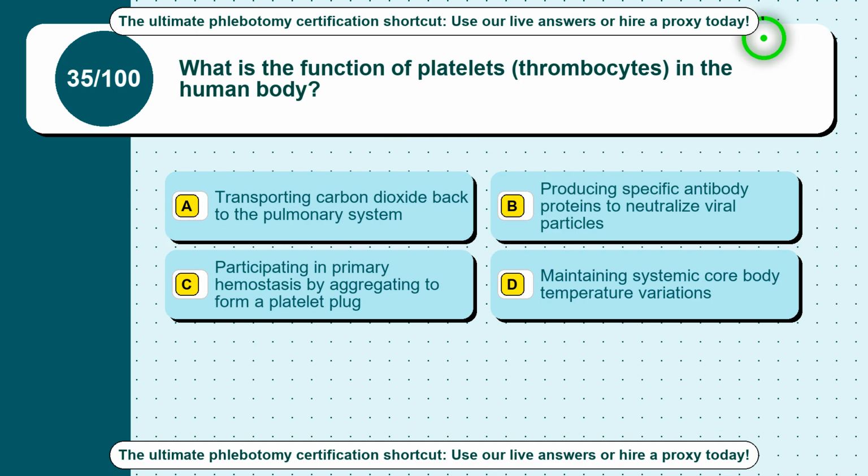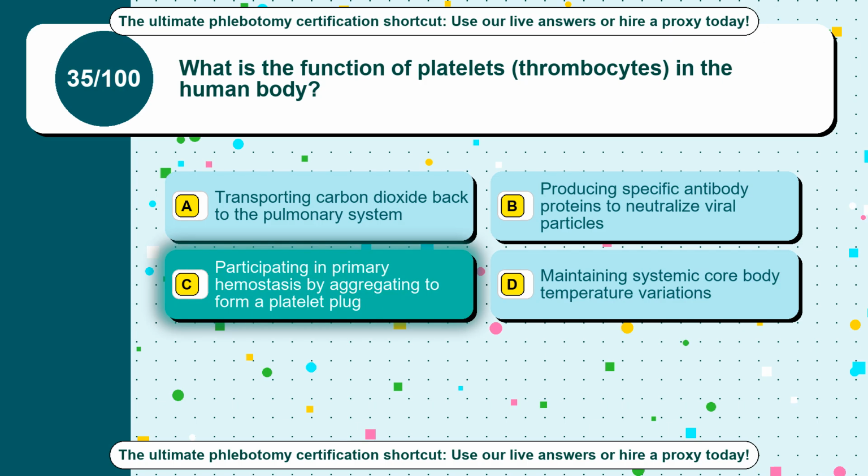Question 35. What is the function of platelets, thrombocytes, in the human body? Option A. Transporting carbon dioxide back to the pulmonary system. Option B. Producing specific antibody proteins to neutralize viral particles. Option C. Participating in primary hemostasis by aggregating to form a platelet plug. Option D. Maintaining systemic core body temperature variations. The correct answer is option C.